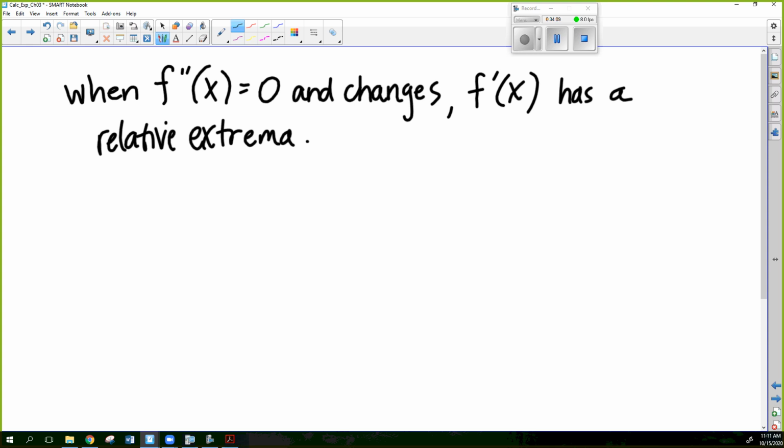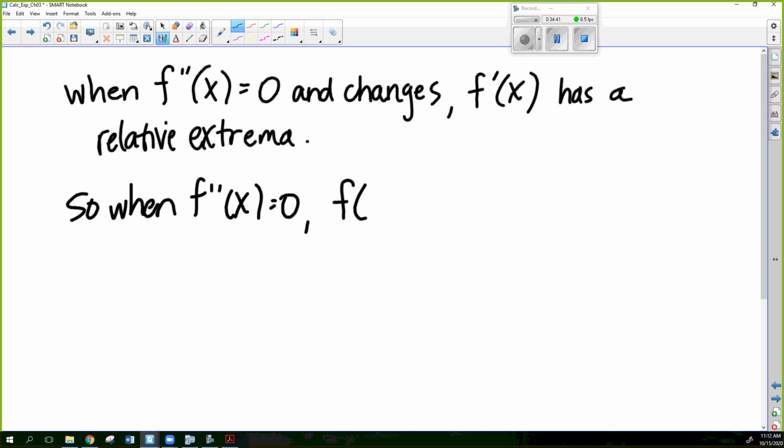Now, I want you to make another connection. What was happening on f when f prime had an extremum? We wrote it down just a minute ago. What was happening on regular f? It was a point of inflection. So, when the second derivative equals 0, f has a flex point. Everything is connected. Everything is connected.